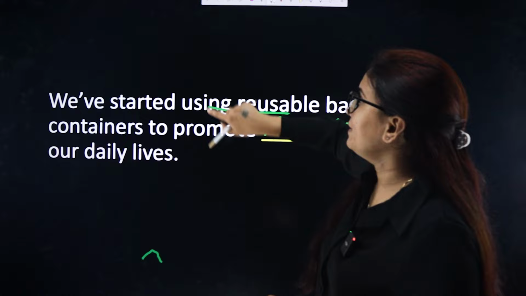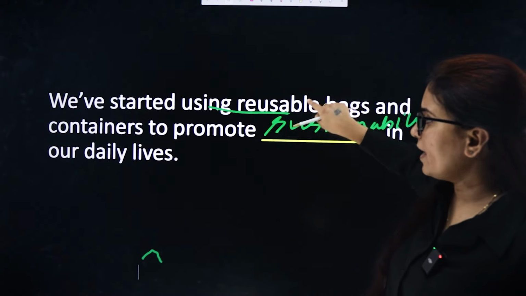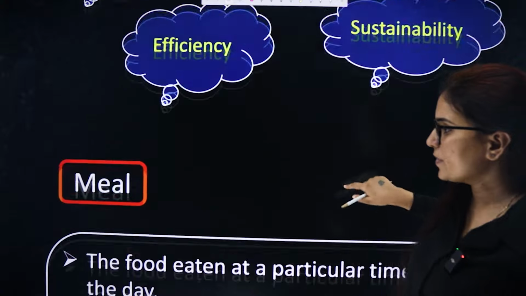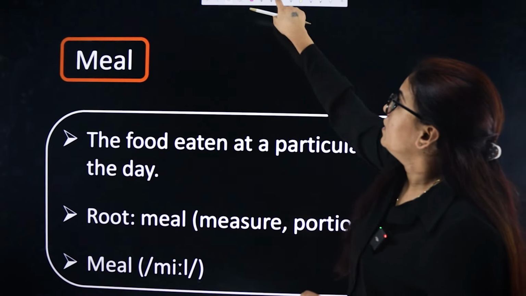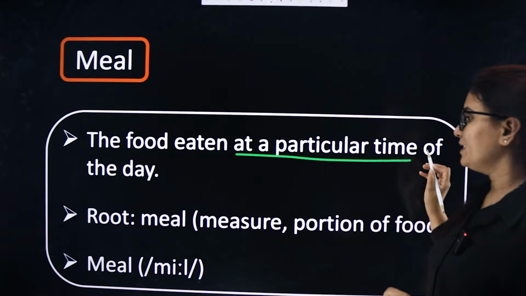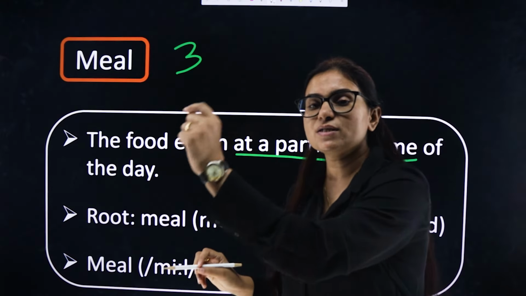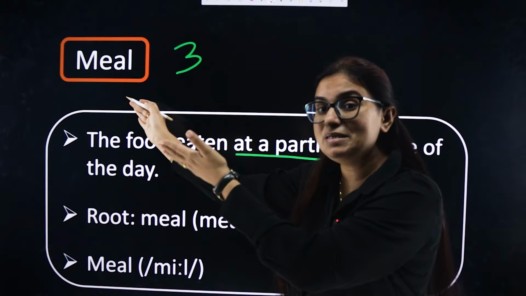Okay? Next, we are left with 5 more words. These are the words that we just discussed. Next we have meal, the food eaten at a particular time of the day. So you can have 3 meals in a day: breakfast, lunch and dinner. That's called a meal.